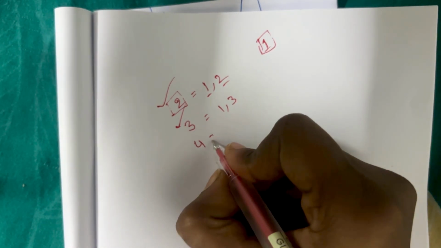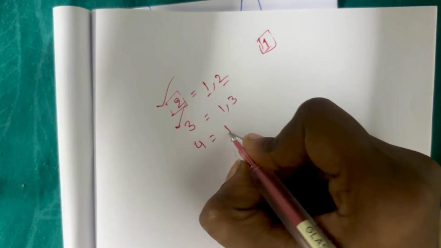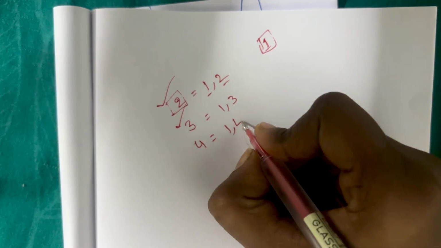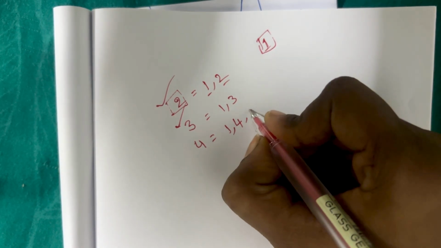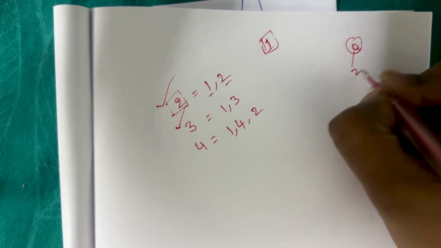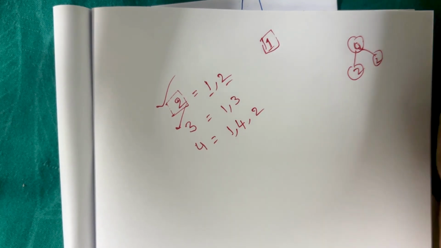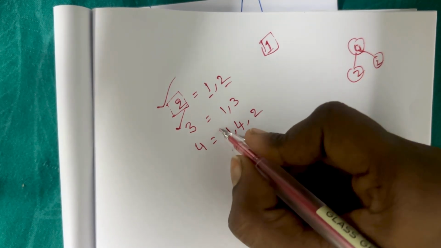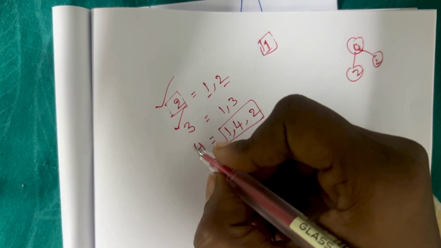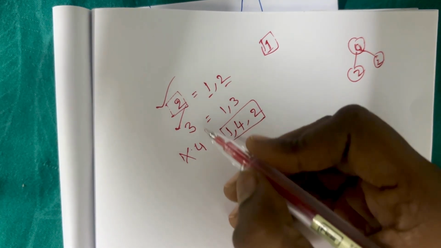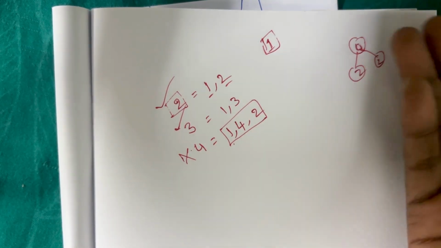Now talk about 4. The factors of 4 are 1 as usual. 1 is the default factor for any number, then the number itself, 4, and the other possible factor is 2, right? 4 can be split like this, so 2 is one more factor. Now we have more than 2 positive factors, so this is not a prime number. This is how we identify whether a number is prime or not.